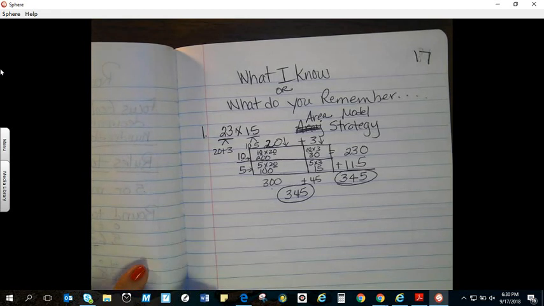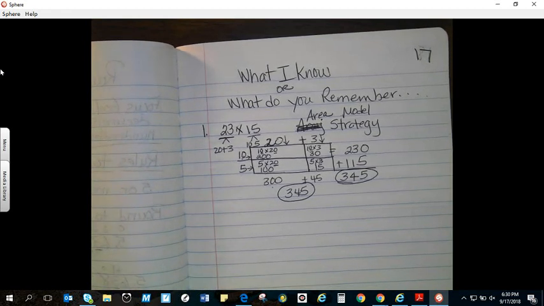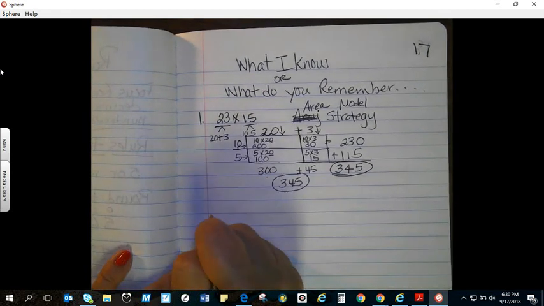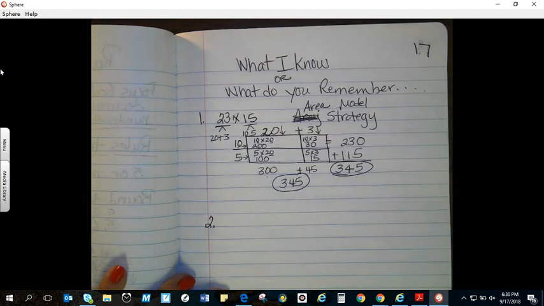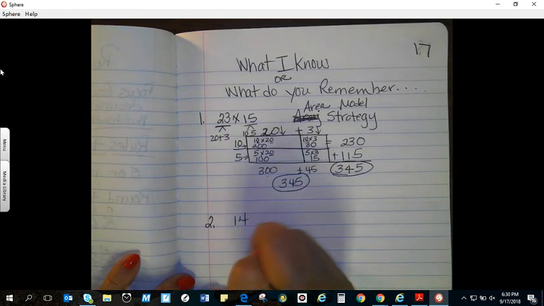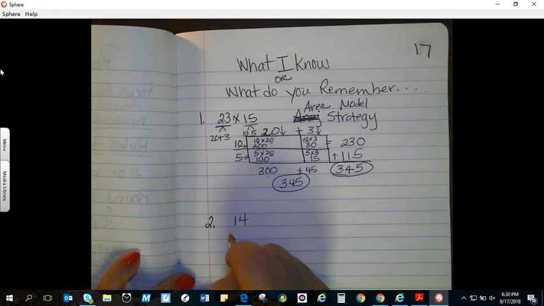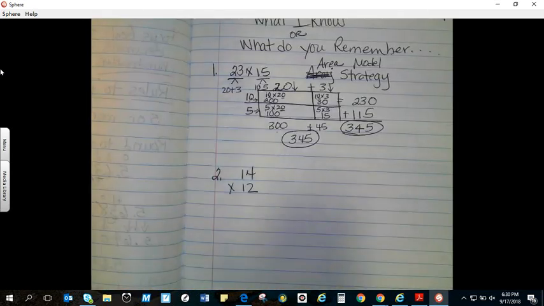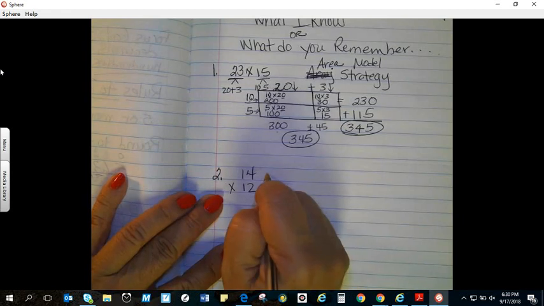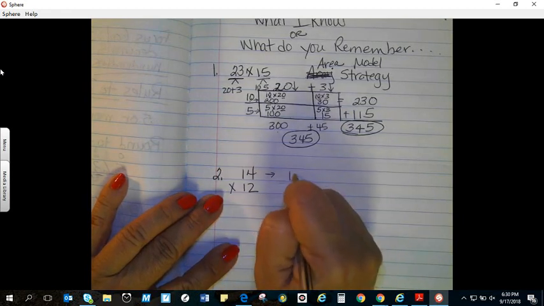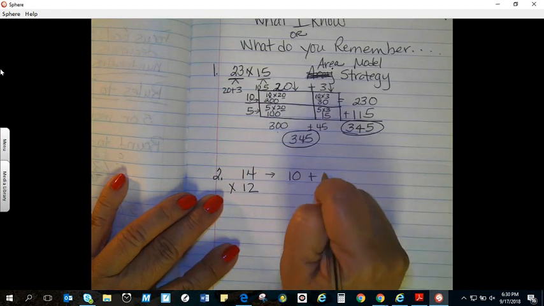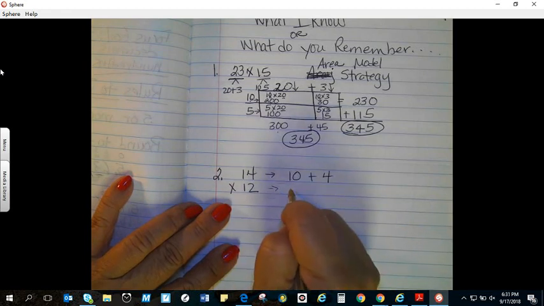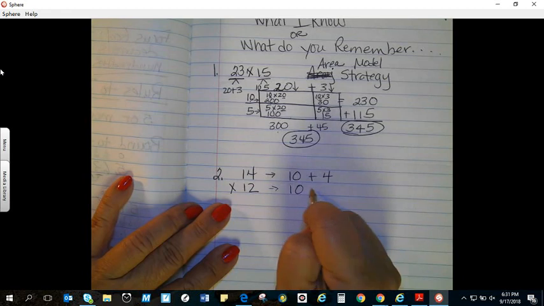All right. Another way of solving a problem: I'm going to go to number 2, and let's show a different way. I have 14 times 12. So I'm going to stretch out or redistribute. I know that 14 is the same as 10 plus 4, and I know that 12 is the same as 10 plus 2.